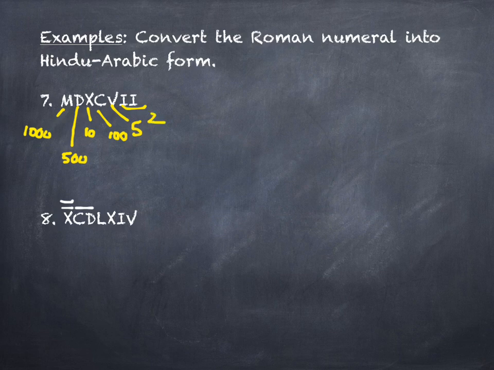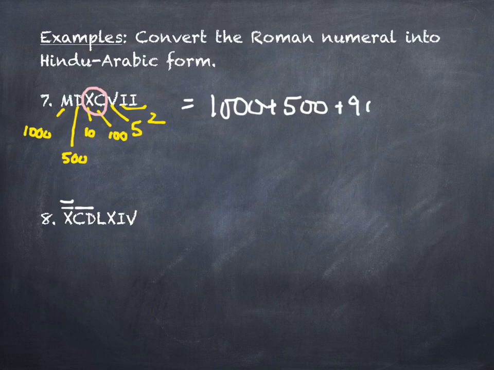The only time we deal with subtraction in the numeration system is when we have a smaller number in front of a larger one. The only time that happened here was the X and the C. Everything else just gets added together. So I've got 1,000. We're good with that. I've got the 500. No problem. But then I've got a 10 followed by a 100, which is going to give me what number? That's actually 90, right? And then I have a 5 and a 2 for 7. If I combine all of those together, what do I get? 1,597.